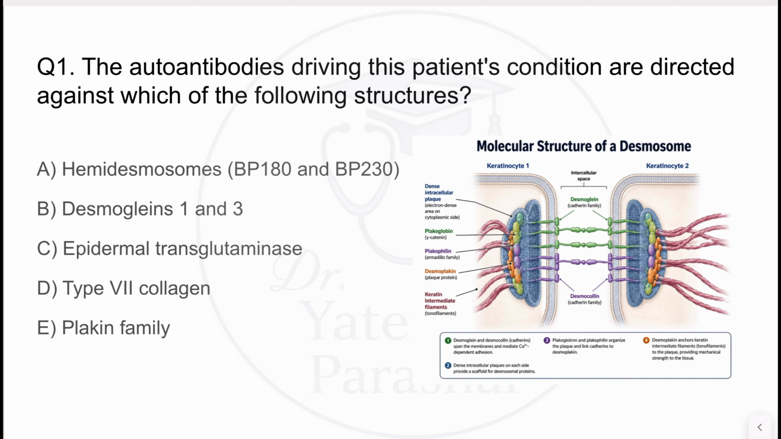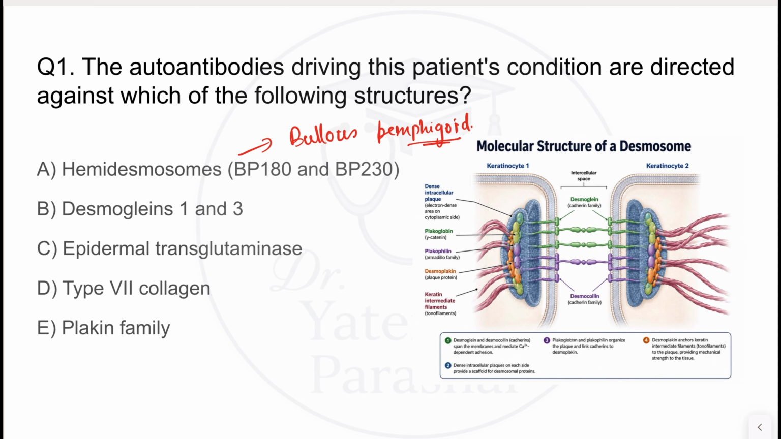And now come to the questions. The autoantibody driving this patient's condition are directed against which of the following structures? Option A, hemidesmosomes. Hemidesmosomes are involved in bullous pemphigoid.